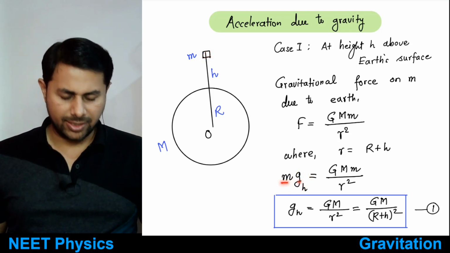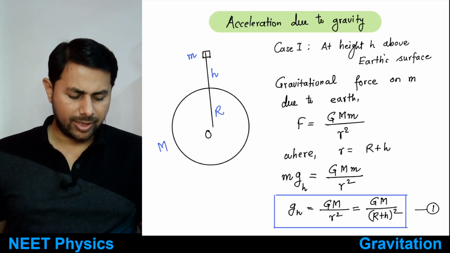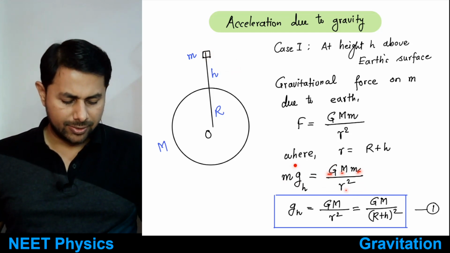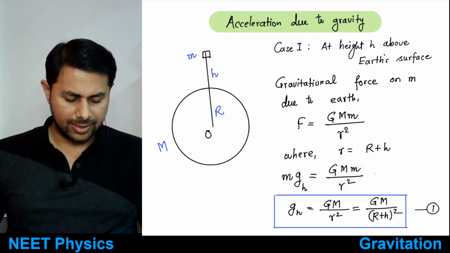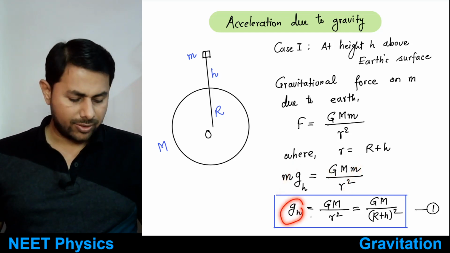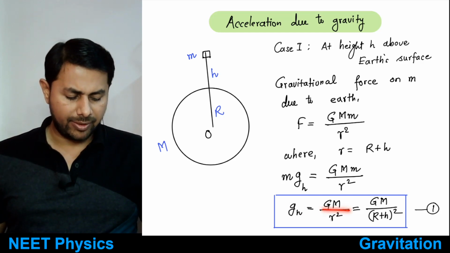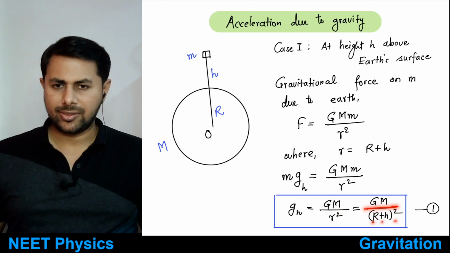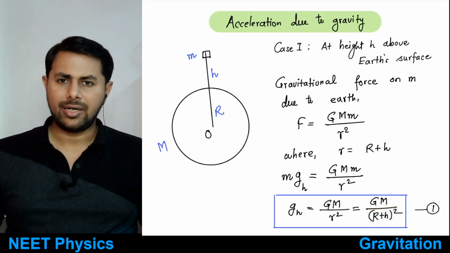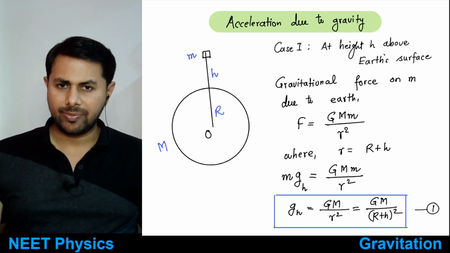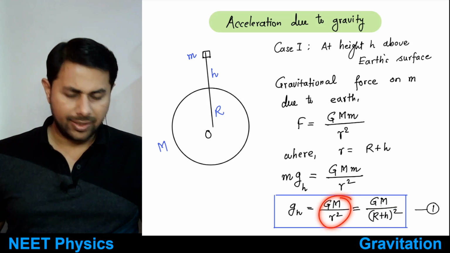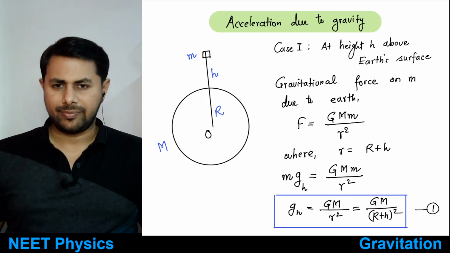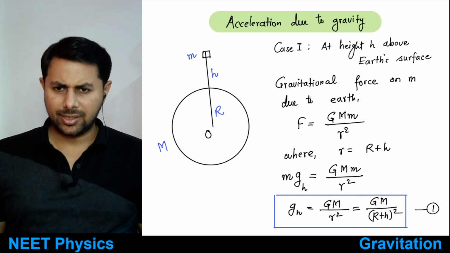Okay, so m times g_h is the gravitational force, and from Newton's formula, we get G times M m upon r square. This m and m get cancelled out, and that's why we get g_h is equal to G times M divided by r square. Okay, so that is G times M divided by (r plus h) square. So acceleration due to gravity at height h above the earth's surface is given by what formula? G M divided by small r square, or you can say G M divided by (r plus h) square. Is this thing clear, everyone?